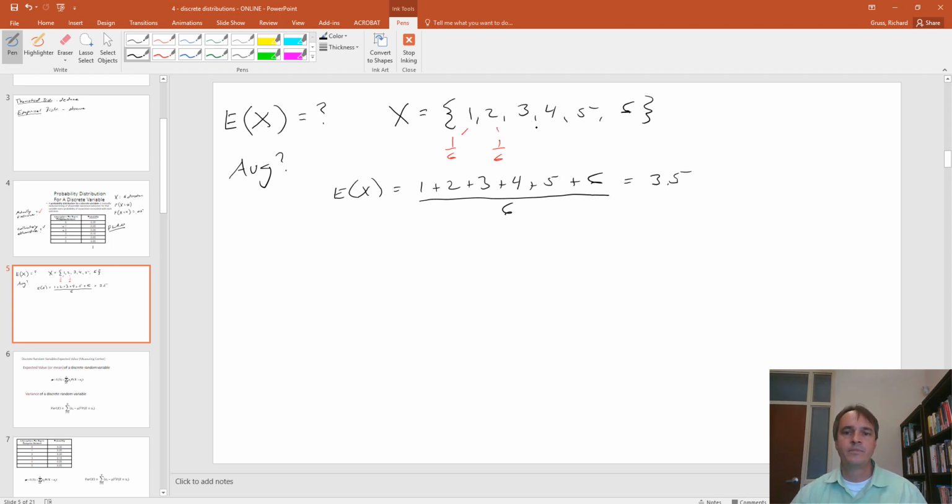Which is incidentally the median of that. And there are reasons for that. But the fact that this is an average and that we were able to do it gives us a little bit of an intuitive understanding of how to come up with an expected value of a probability distribution. So what we can expect over time is that we will average to 3.5.